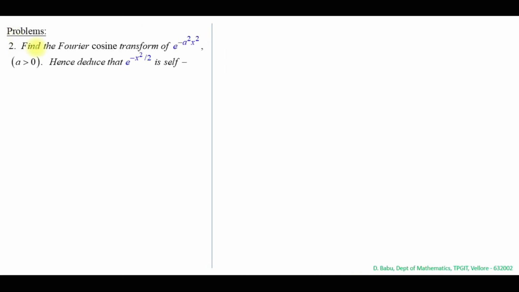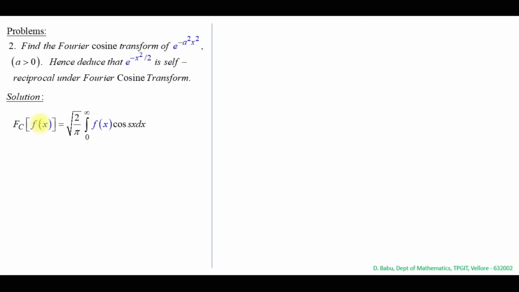Problem number 2. Find the Fourier cosine transform of e power minus a square x square where a is greater than 0. Hence, deduce that e power minus x square by 2 is self-reciprocal under Fourier cosine transform. So what is the difference between the first problem and the second problem? In the first problem they are asking for the Fourier transform, whereas in the second problem they are asking for the Fourier cosine transform. So the only difference is that in the first problem we use the Fourier transform, and in the second problem we use the Fourier cosine transform.